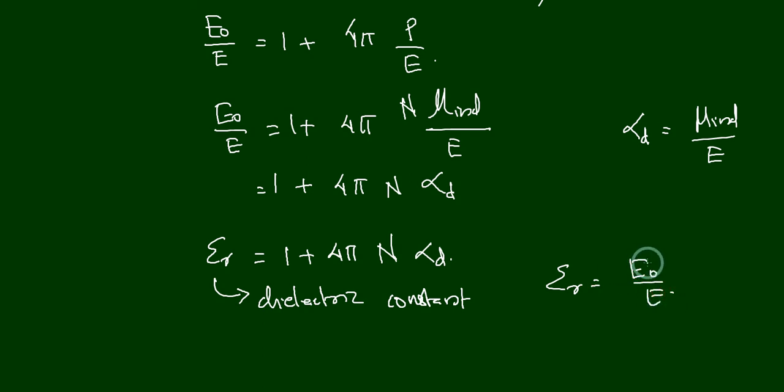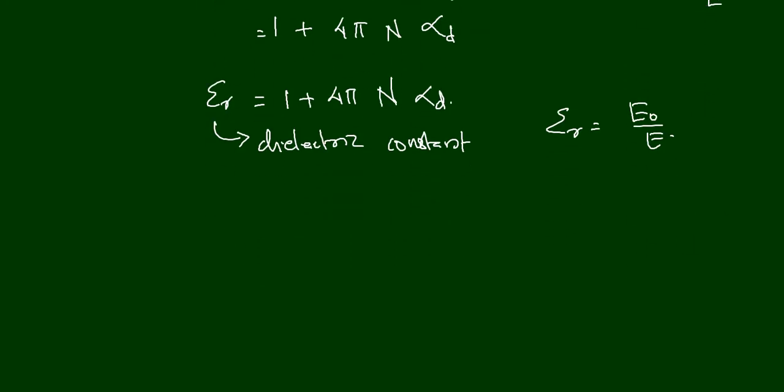Actually, this dielectric constant we can get from the capacitance data. Dielectric constant epsilon r is equal to C divided by C0, where C is the capacitance of this condenser when it is filled with the dielectric, and C0 is the capacitance when it is vacuum. So from this capacitance value we can get the dielectric constant experimentally.